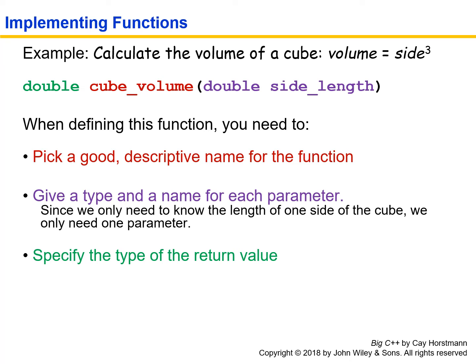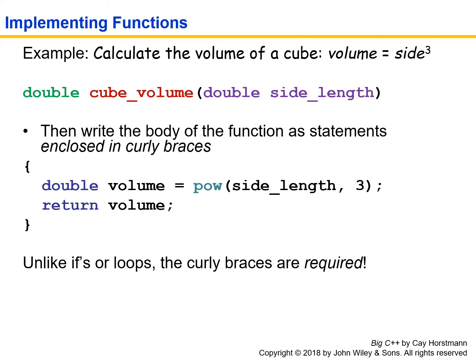And you can specify the type of the return value. In this case, we're calculating a volume, which could quite easily be a floating point number, so we're going to make the type of the return value double. Finally, we write the body of the function as statements enclosed in curly braces. We create a double volume equals pow(side length, 3). We're going to cube the side length, and then we're going to return that new value volume that we just calculated.